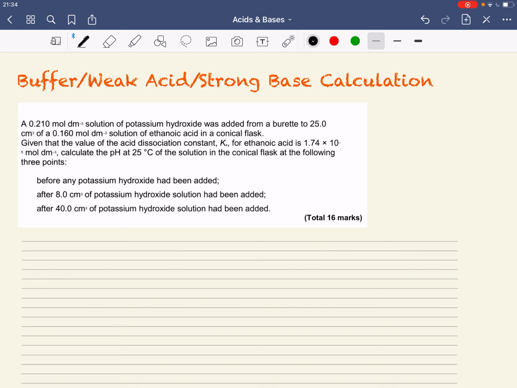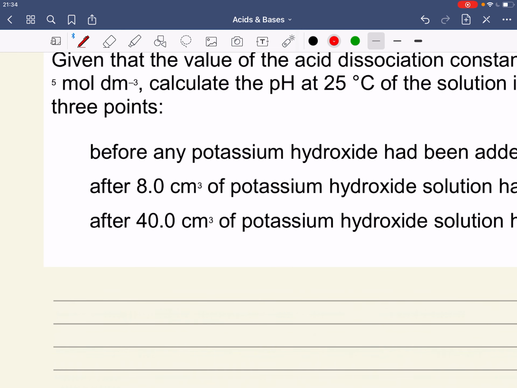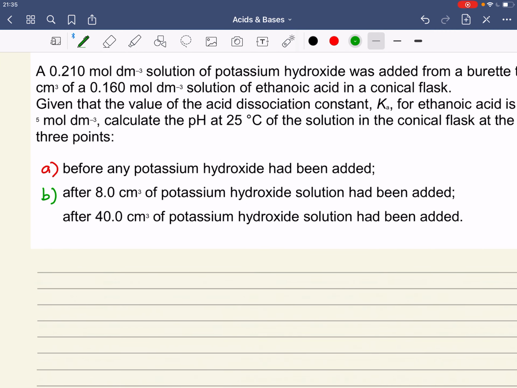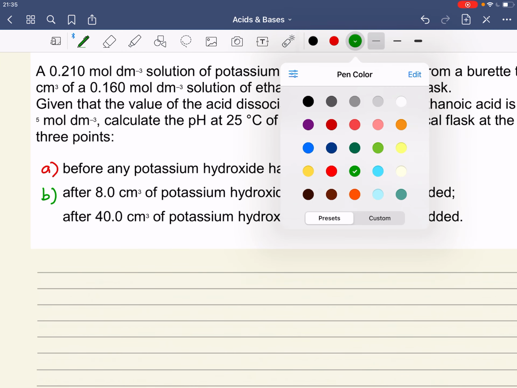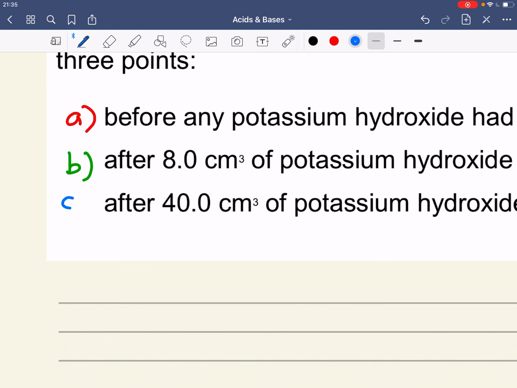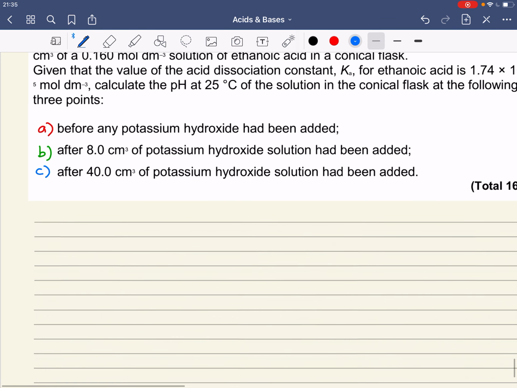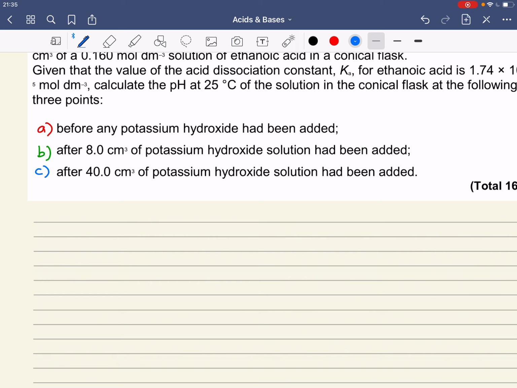Here we've got a calculation which involves adding a strong base, potassium hydroxide, to ethanoic acid, a weak acid. And we've got to work out the pH at 3 different points. Firstly, before any potassium hydroxide has been added. Then after we've added 8 cm³ of potassium hydroxide to this weak acid. And then thirdly, when we've added an excess of this strong base to the weak acid.